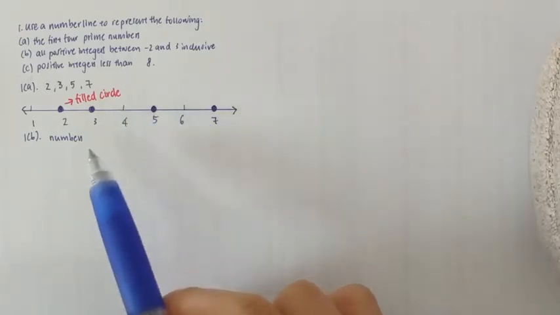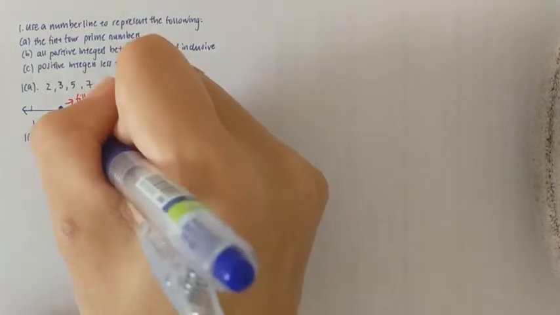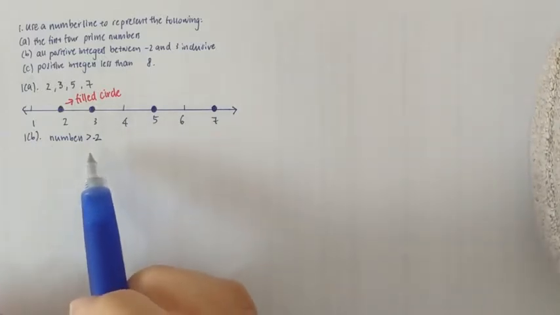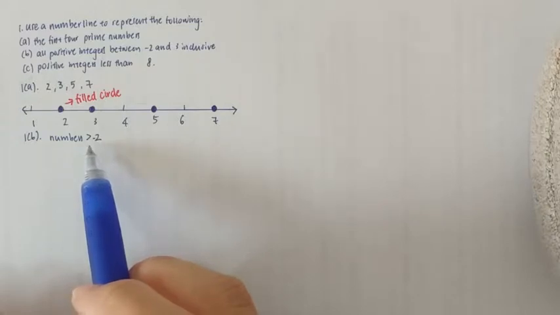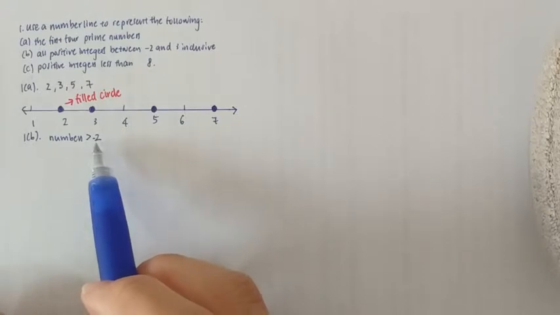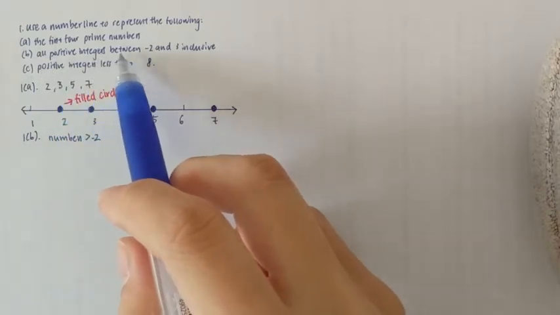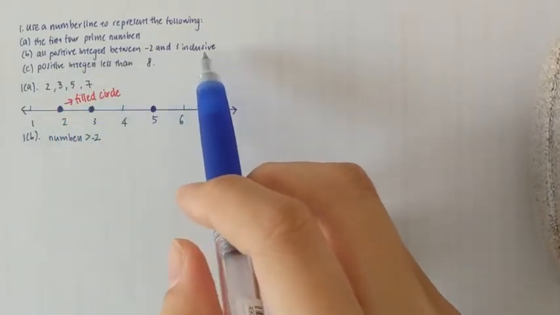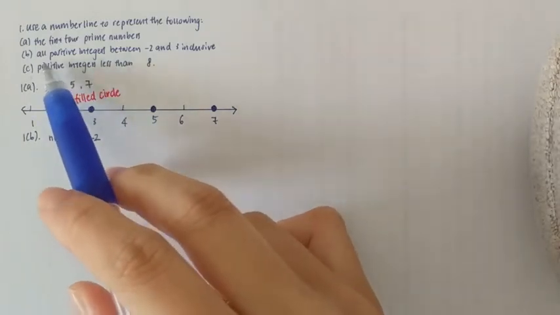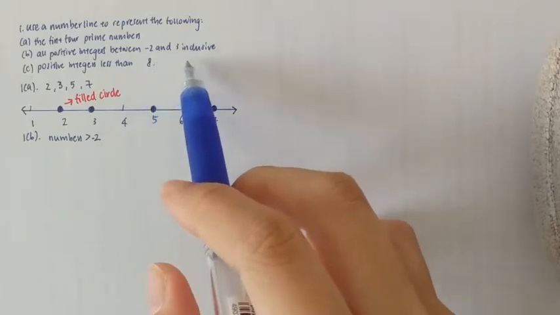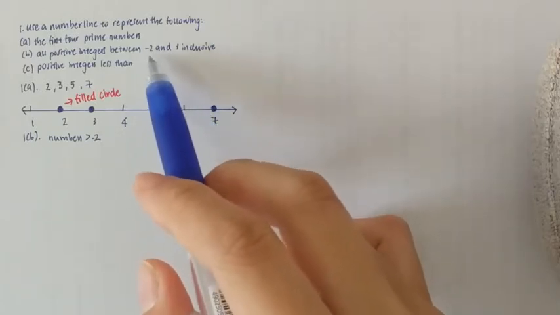So the numbers have to be bigger than -2, so numbers larger than -2. Why is this a larger than sign or greater than sign? Why isn't it a larger than or equals to? If we have a larger than or equals to, it means that -2 is included in the solution. But here it says all positive integers between -2 and 3 inclusive. It didn't state that they wanted all negative integers between -2 inclusive and 3 inclusive. So it means that -2 is not included in our answer.